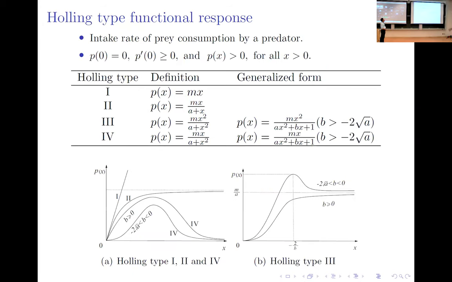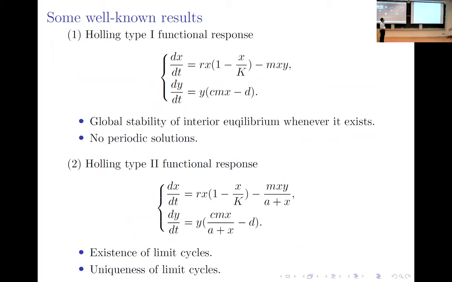And then for the functional response, here we consider the Holling type functional response. I think you may have seen this kind of slide from Professor Zhu's talk, so I will skip that. Some well-known results for the predator-prey system with the logistic growth rate; here there's no Allee effect. For the Holling type 1 functional response, there's no periodic solution. For the Holling type 2 functional response, when the interior equilibrium loses stability, there's a unique limit cycle.